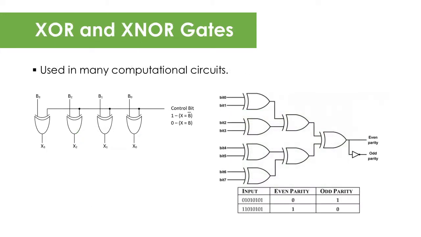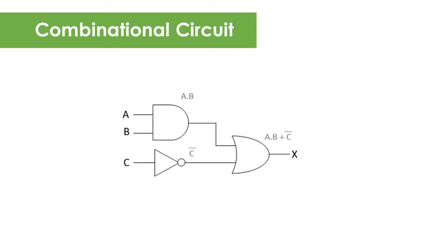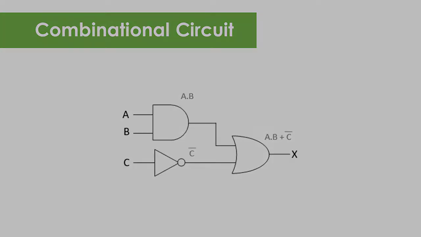For now, all you need to know is that these gates are not basic in nature and are derived from combining the three basic logic gates to produce a function that is very useful in most computational circuits. Now, the goal of this lesson is for you to learn how to design a combinational logic circuit using only these three basic logic gates, AND, OR, and NOT.